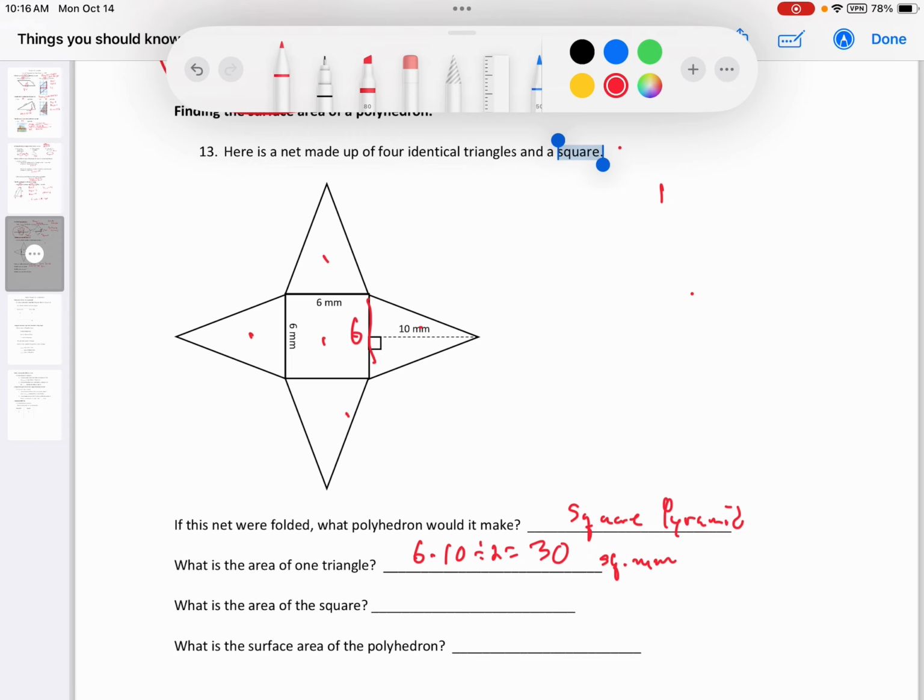What is the area of the square? Well, the length is 6 and the width is 6, therefore that's 6 times 6, or 36 square millimeters. What is the surface area of the polyhedron?